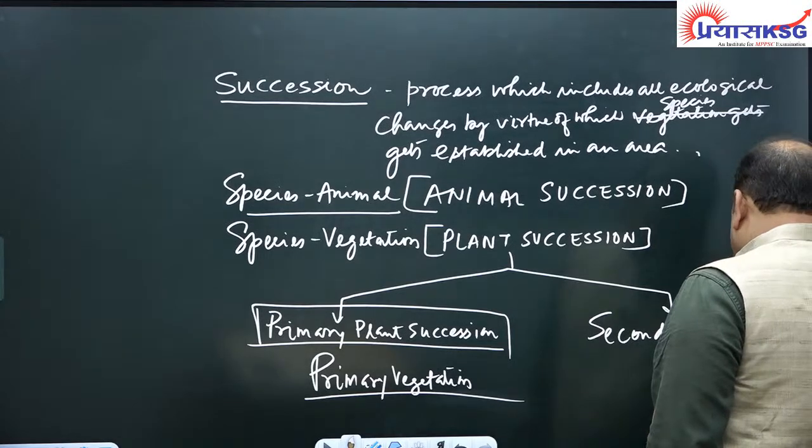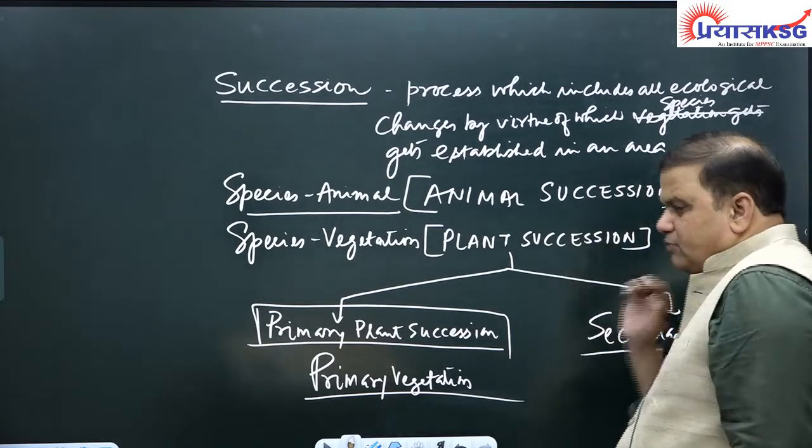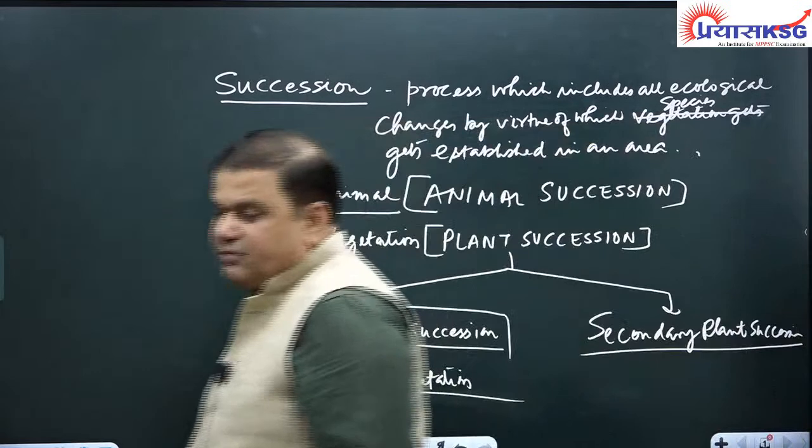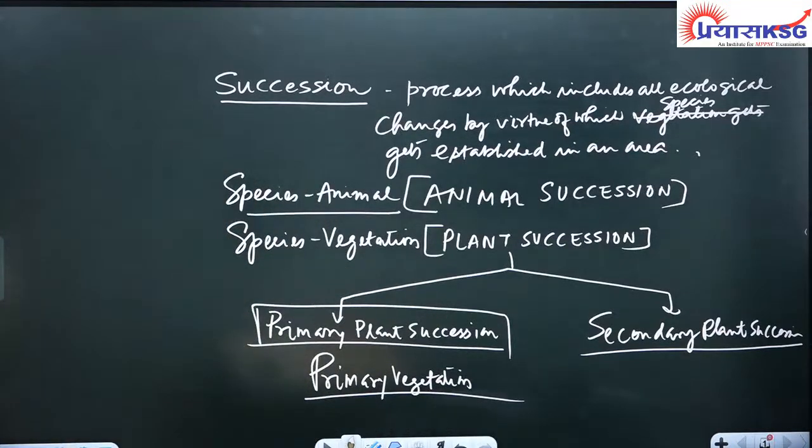Secondary plant succession. And what does this mean? It means that establishment of vegetation takes place in an area where there is temporary loss of vegetation. Write down.